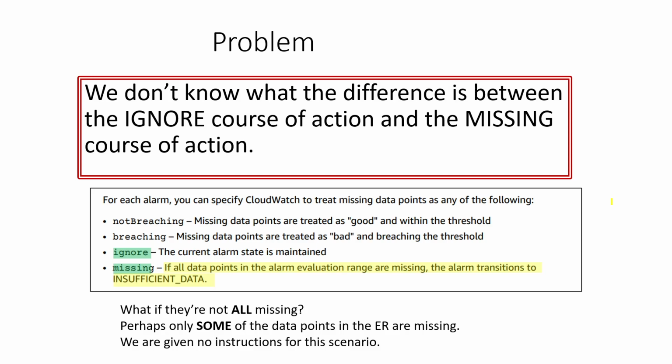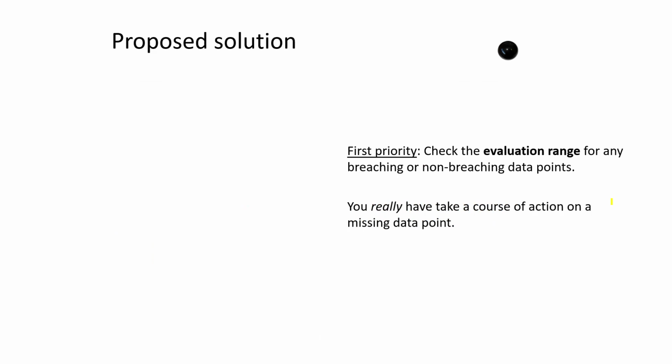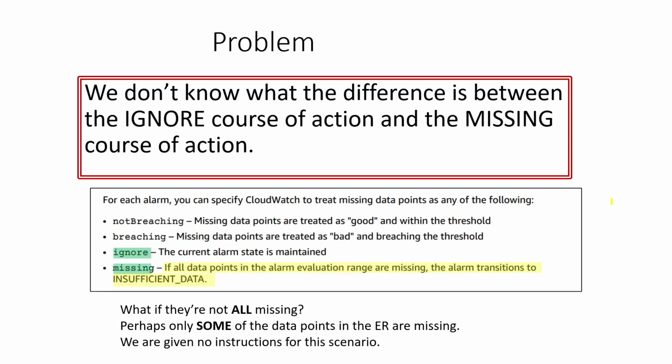Perhaps only some of the data points in the evaluation range are missing, and we're given no instructions for that scenario. So we're not given a complete account of what happens when you instruct CloudWatch to treat missing data as missing.